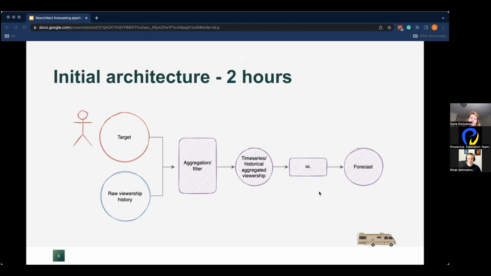However, the difference and the challenging task here is that while raw viewership history is available all the time, it is cold data that we can pre-process in advance. Target we only get whenever a specific forecast is triggered. We literally have our marketing team say, I'm gonna run the forecast for this target, and that is the moment in time when the target is generated.